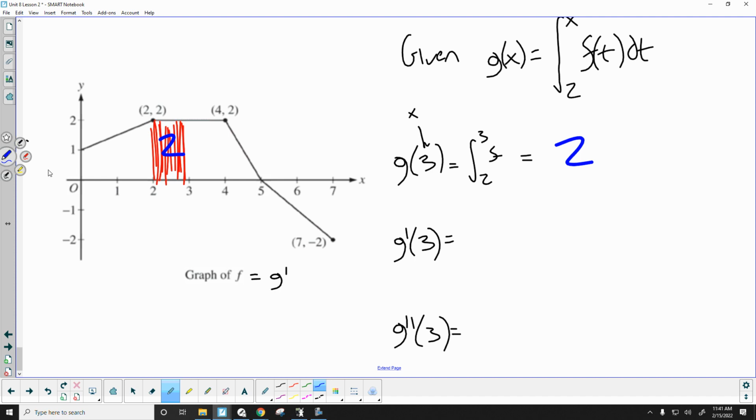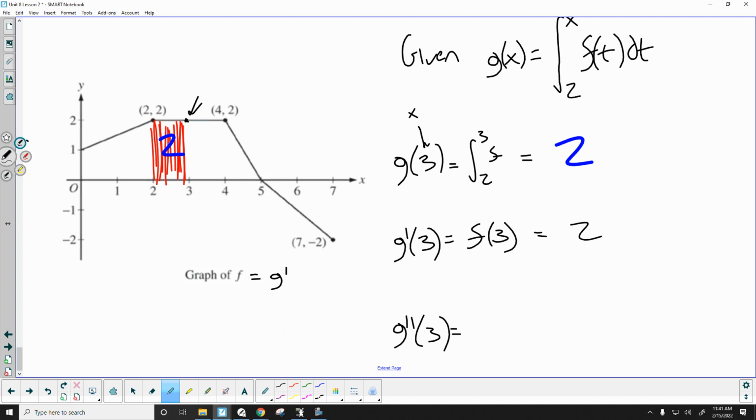Oh, it's going to get harder. G prime of 3. Yikes. Well, I just learned that the derivative of this integral is just whatever we start with. It's just f. So find f of 3. F of 3 is the y coordinate on f above 3. That's just 2 as well, but it's because that y coordinate is 2. Maybe that's why I changed it to 4, so you don't get the same answer.